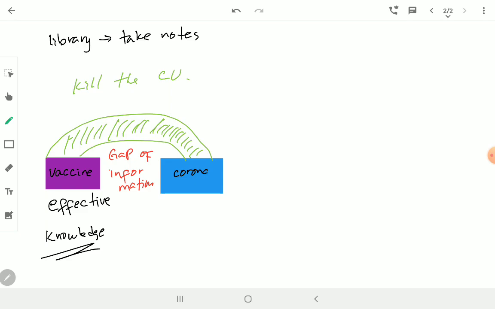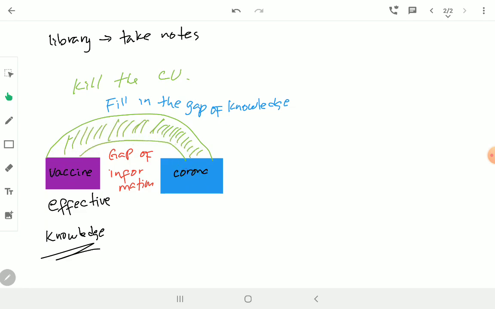And that is the purpose of research. The purpose of research is to fill in that gap. Fill in the gap between what we know about the vaccine and what we know about the coronavirus. So meaning there is a gap of knowledge. Fill in the gap of knowledge. That is really, really important. You have two different bodies of knowledge that you know, and then you are trying to fill in that information.